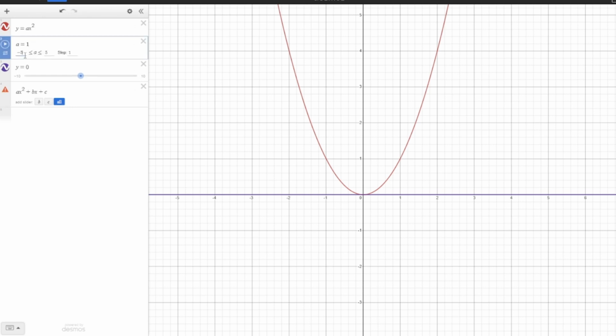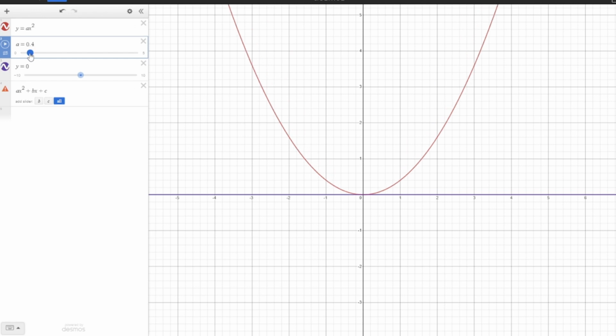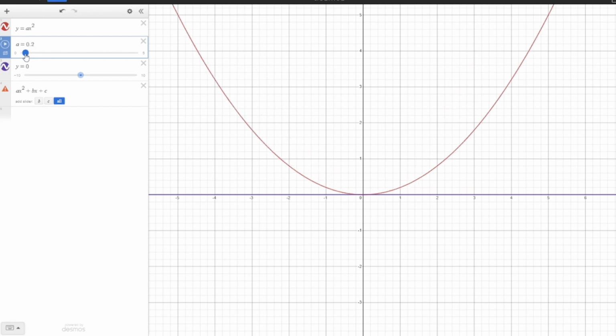I'll change this really quickly. If I go to, say, 0 with a step of 0.1, okay, so I'm at 1 right now. Now, if I start making it go between 0 and 1, you can see how it gets wider and wider. This is known as a compression, which, if you think about squishing the quadratic equation flat, becomes basically a flat line when a is equal to 0.